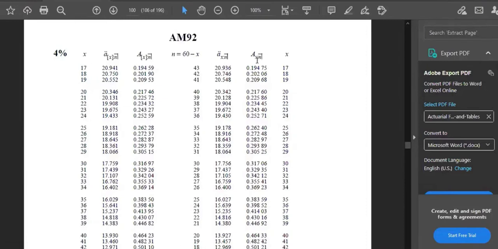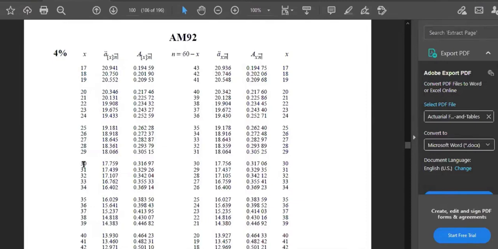What is X? X is mentioned here, 40. We have taken the 40th row. What is N here? N is 60 minus X. 60 minus 40, that is 20. That means if you take X this side, irrespective of whether you are taking 17, 18, 19, 20, 21, 22, whatever, N plus X will always be equal to 60. You take X on the left side and add it with N. If you see, N plus X will be 60.